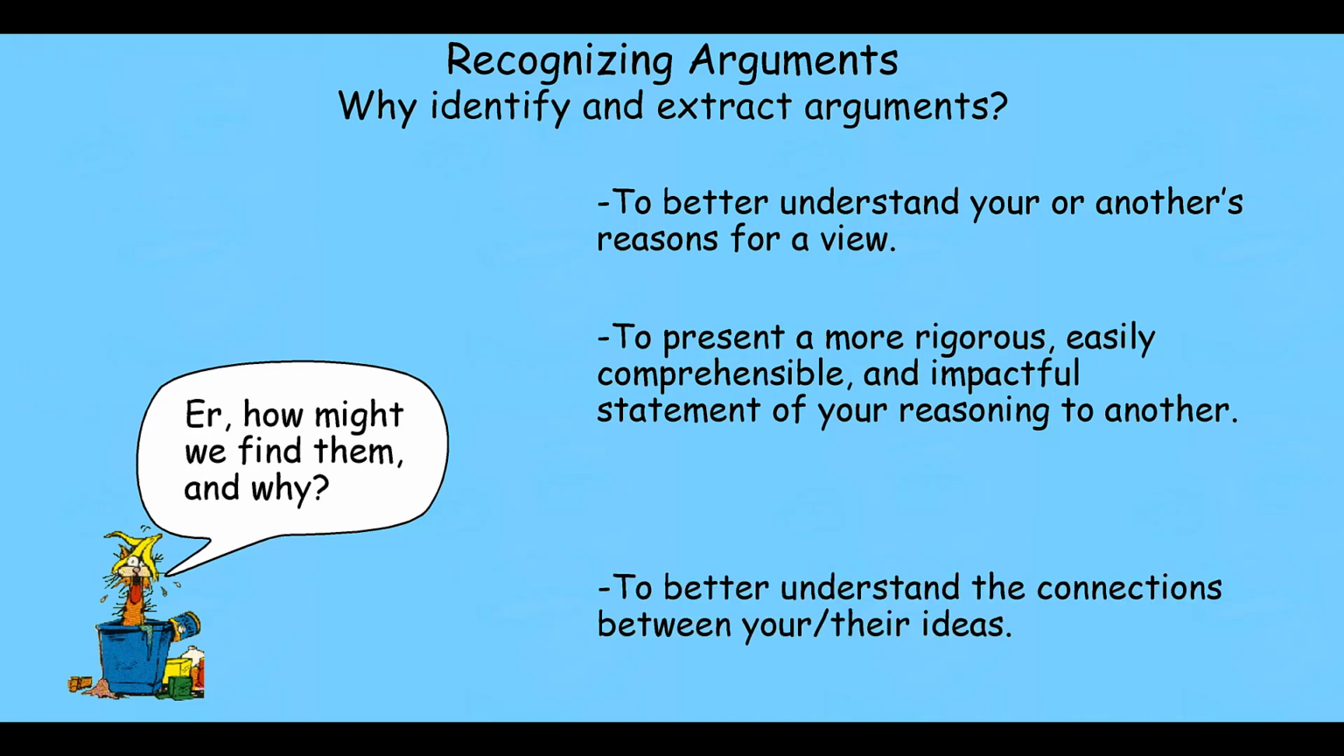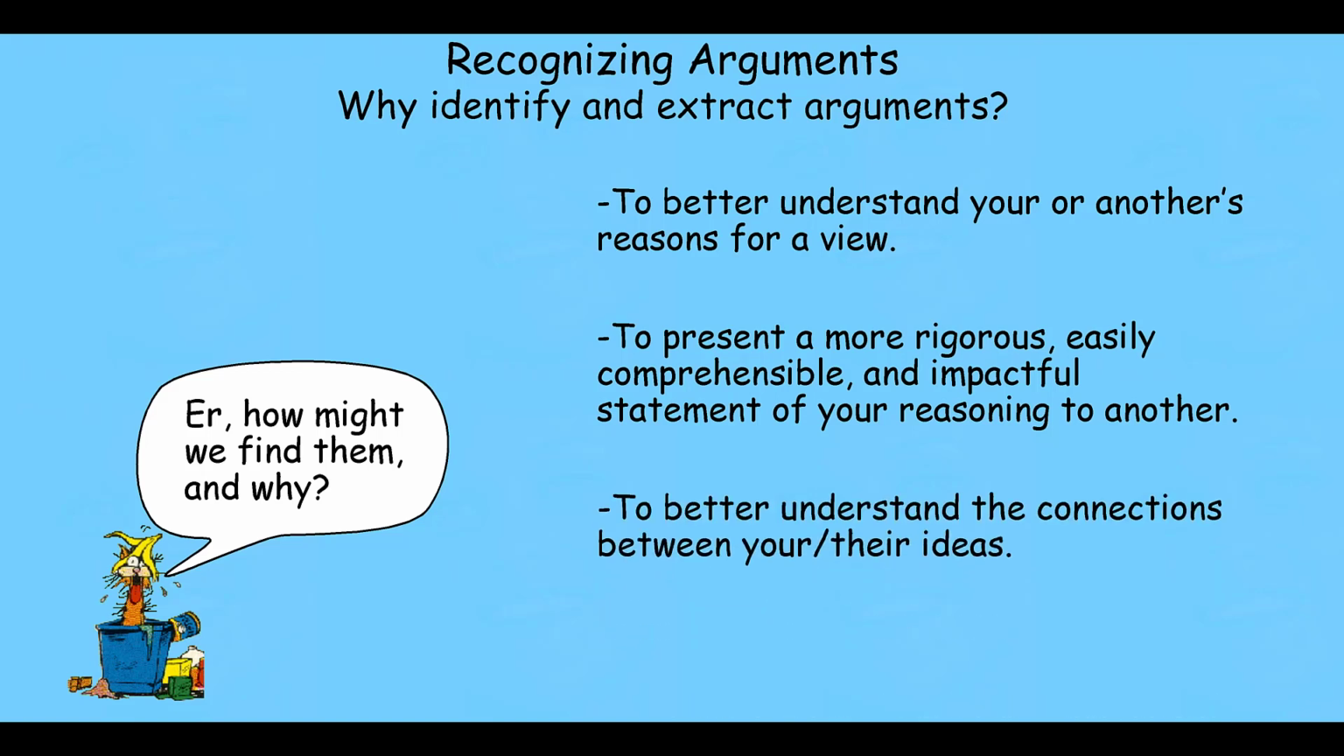The ability to identify and extract arguments also facilitates an ability to understand and see connections between ideas in other people and in ourselves. And this ability to connect ideas together, to see why it is that particular views are associated together, or why a particular piece of information is important or unimportant to a view. This is a crucial bit of critical thinking skill.